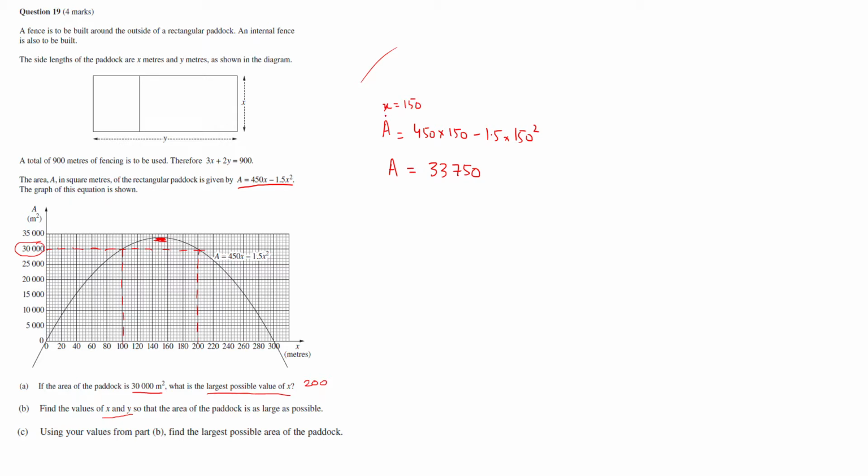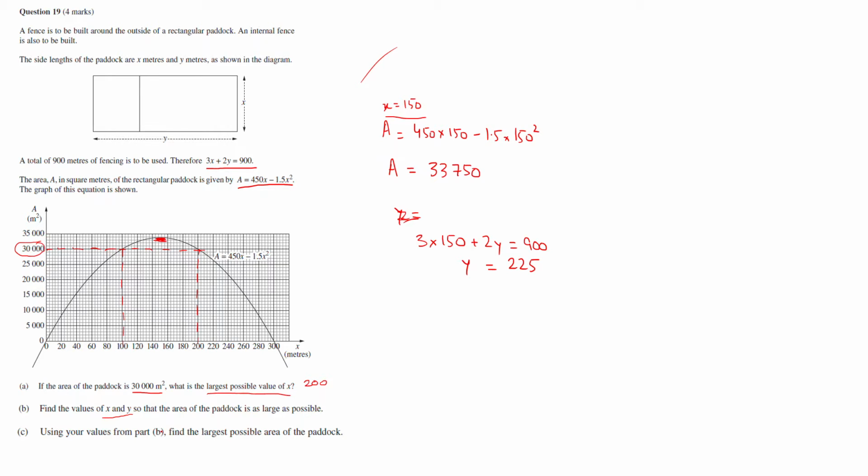Now the question is asking what are the values of x and y. We know the value of x for this maximum area is 150. The value of y for that, you use this equation. So actually 3 times 150 plus 2 times y is equal to 900. So if you solve this equation, you will get y is equal to 225. So that would be your answer for part B.